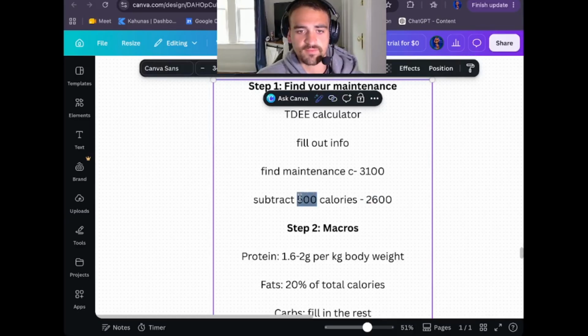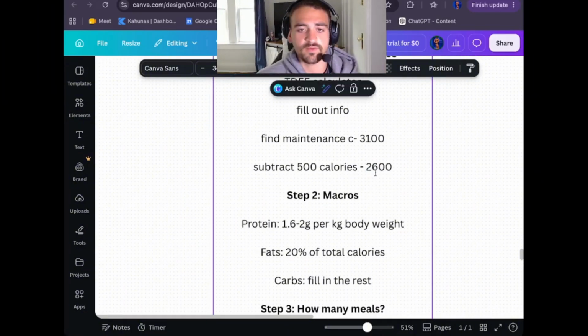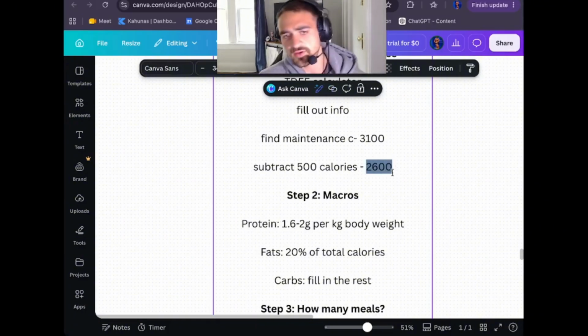Subtracting 500 from your maintenance means you will lose about 1 pound of body fat per week eating this number of calories. Easy. So now that we know we need to eat 2,600 calories, step two is finding out how many macros to eat, like how much protein, how many carbs, how much fat. Because yes, we could eat 2,600 calories of straight Twinkies and donuts and you'd still lose weight, but you would lose muscle and not feel good throughout the day.